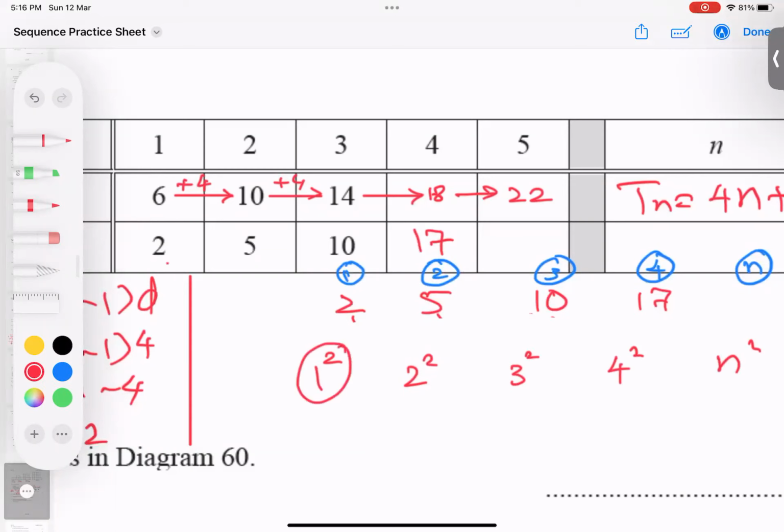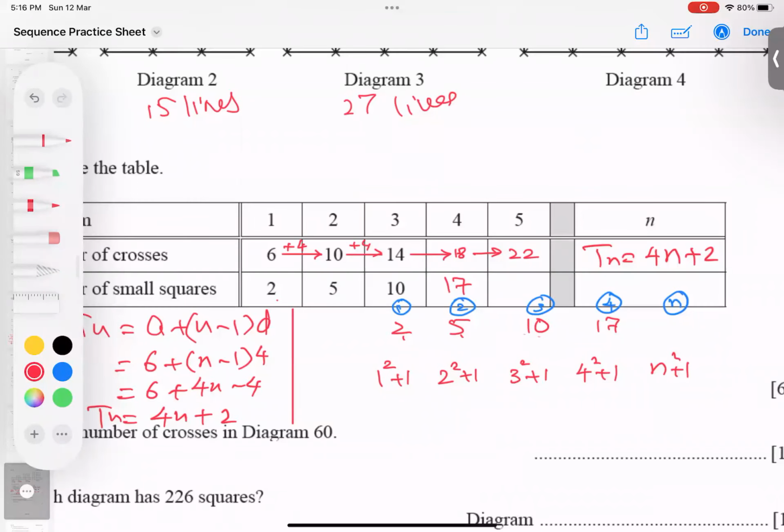So 1 to power 2 plus 1 will give you 2. 2 to power 2, 4 plus 1 giving you 5. 3 to power 2, 9, 9 plus 1 giving you 10. 4 to power 2, 16 plus 1 giving you this answer. And n square plus 1. So Alhamdulillah Rabbil Alameen, I got the nth term formula is n square plus 1.